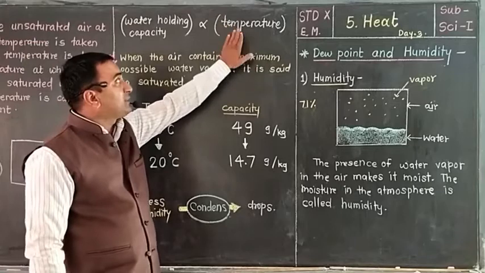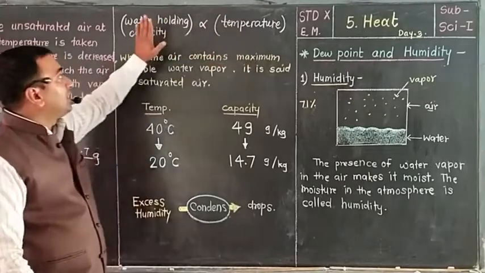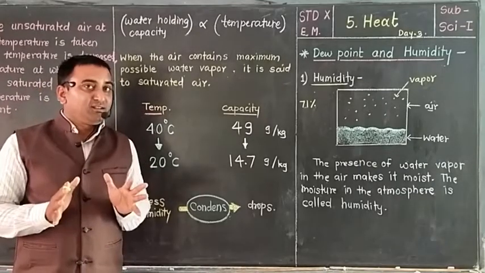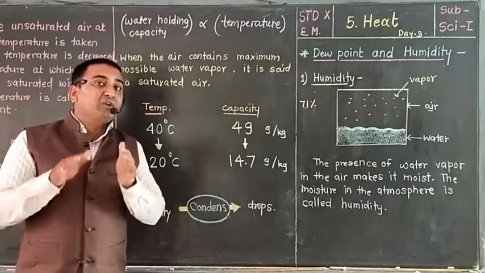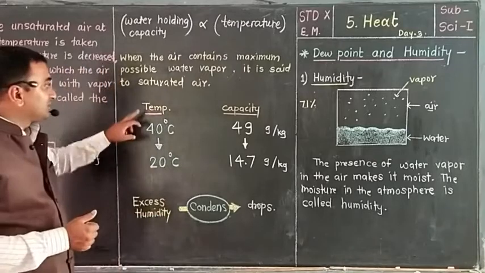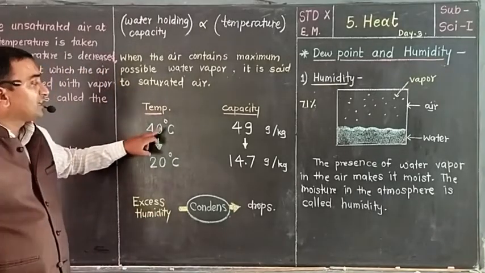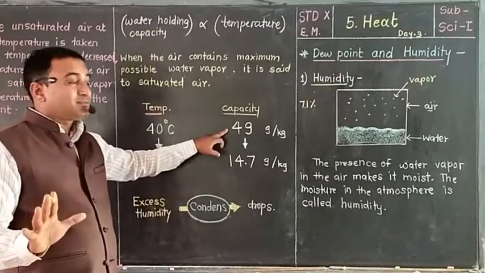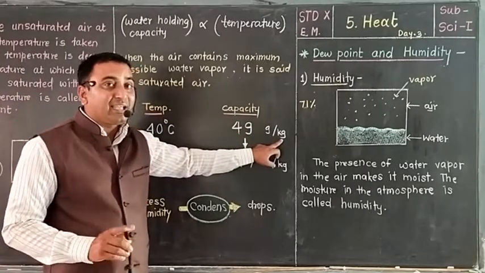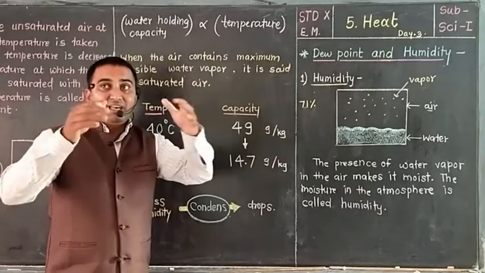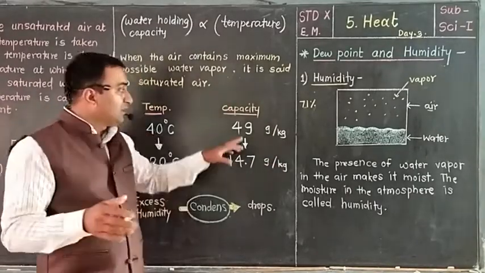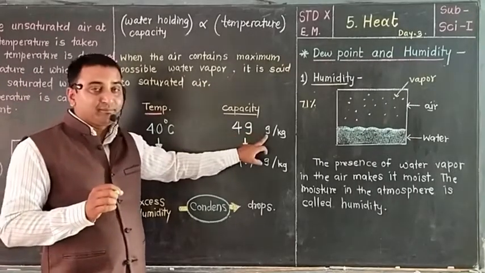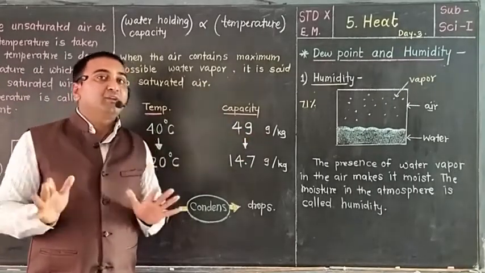That means at a specific temperature, an air block can hold only a limited amount of water vapors. So there is a limit on holding water vapors in the air. When the temperature is 40 degrees Celsius, how much water vapor can be held by that air? See, for a 1 kg air block, that means air of 1 kg, only 49 gram water vapors can be held.